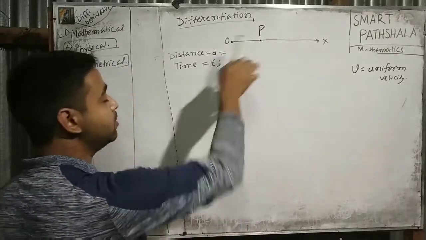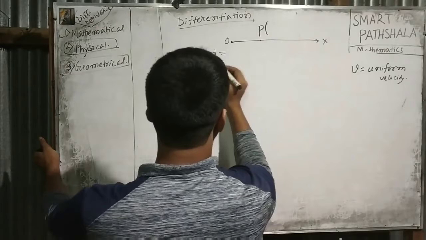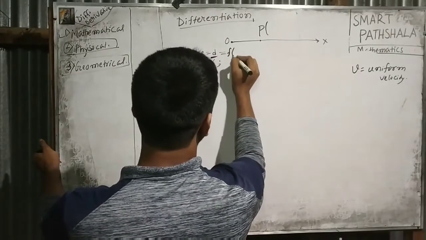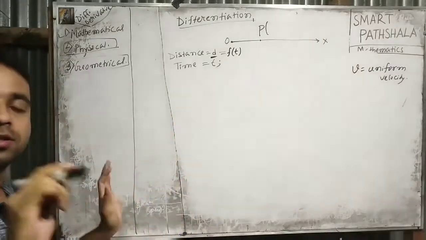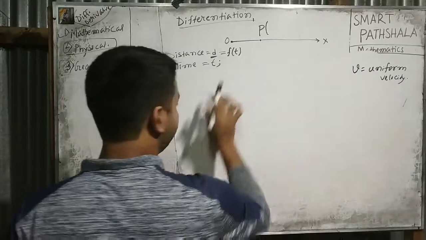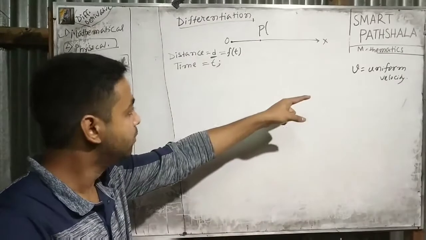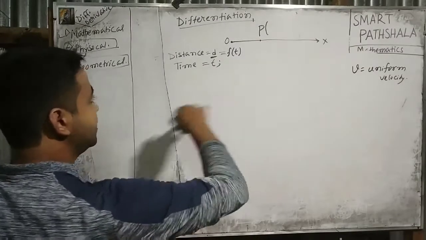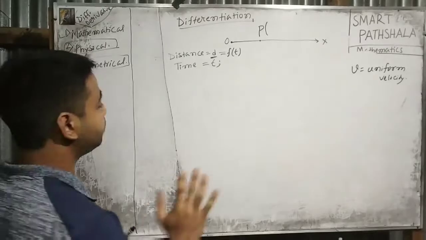You have traveled to a certain point P, right? So the distance is given by, suppose you have d as distance. Distance must be a function of t, right? Satisfied or not? Because the distance depends on the amount of time you have traveled with the velocity v. So the distance is obviously a direct relation, that is, it's a function of time t.